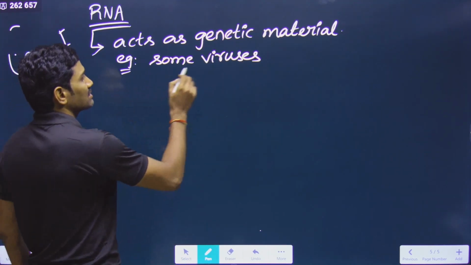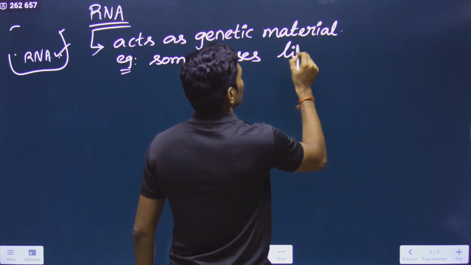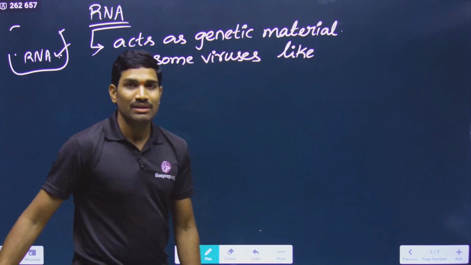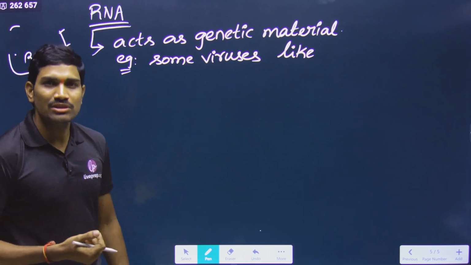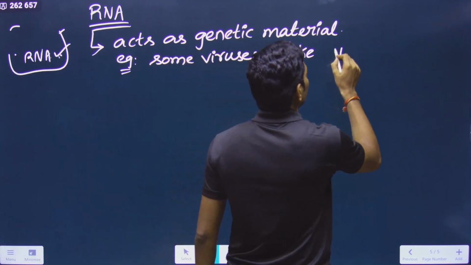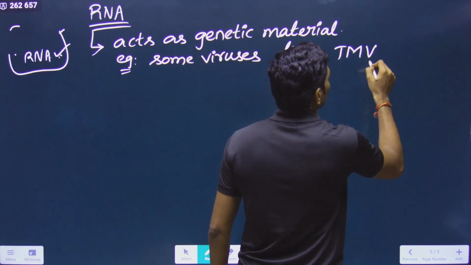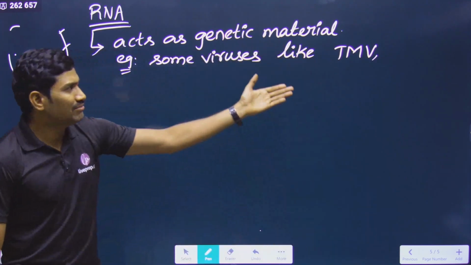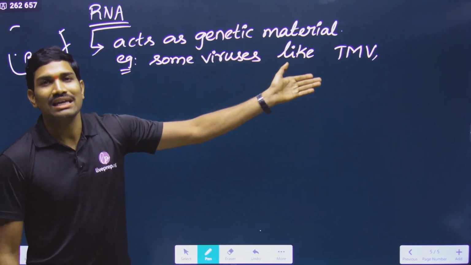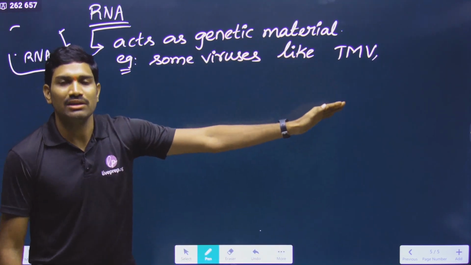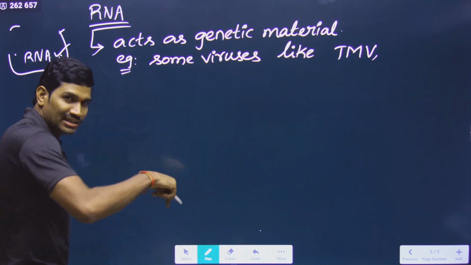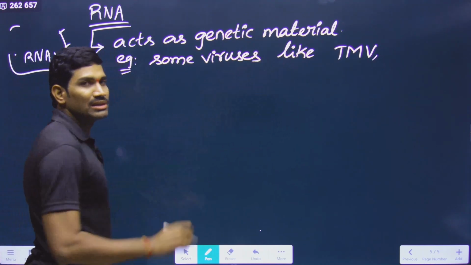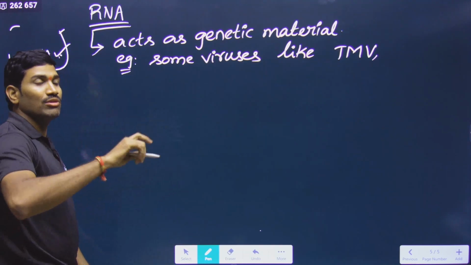What are these examples? Some viruses like, now tell me. Already in class 11th biological classification, we have studied this particular example. What is that? TMV. Yes or no? Already you know the full form. What is the TMV? Tobacco mosaic virus. RNA as genetic material. Already you studied this. Not only this, in this particular chapter, the same example they have given. Along with this, they gave one more example. What is that?